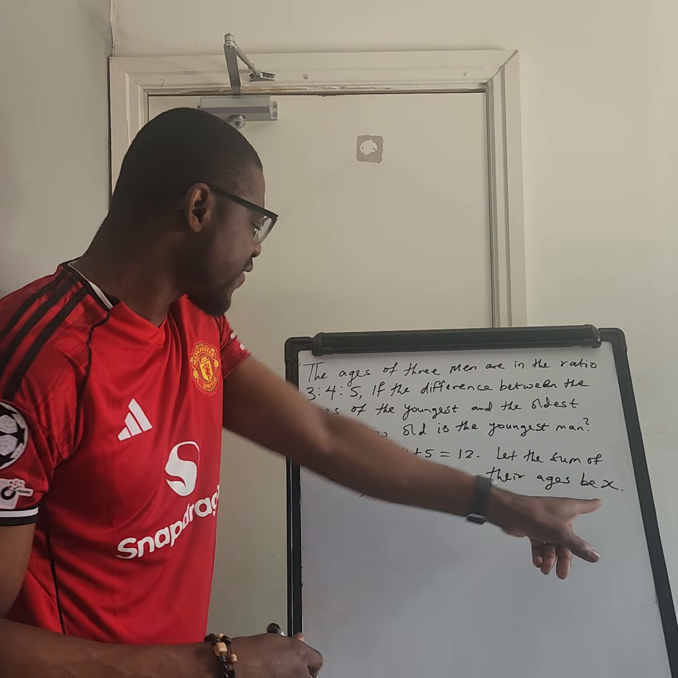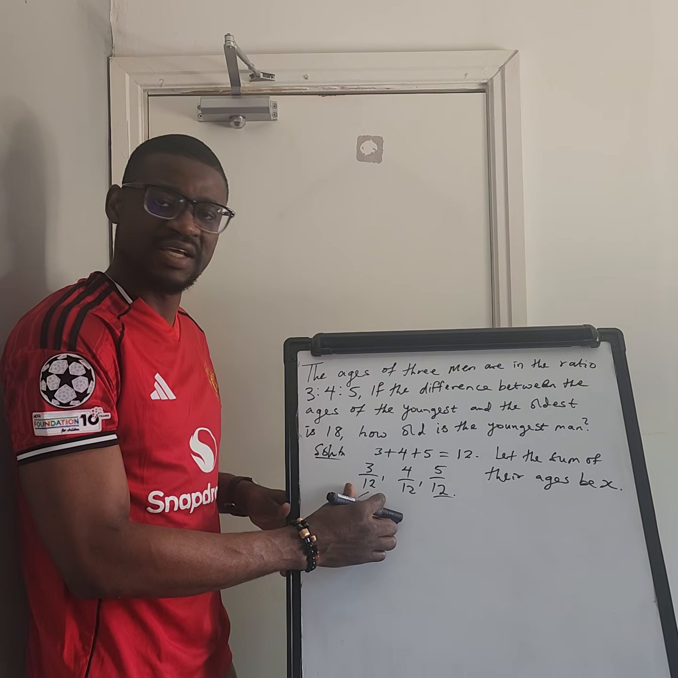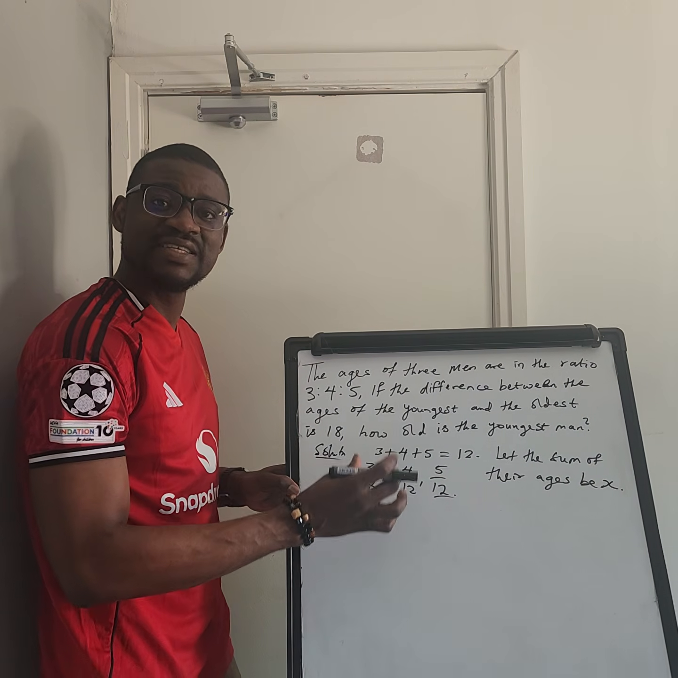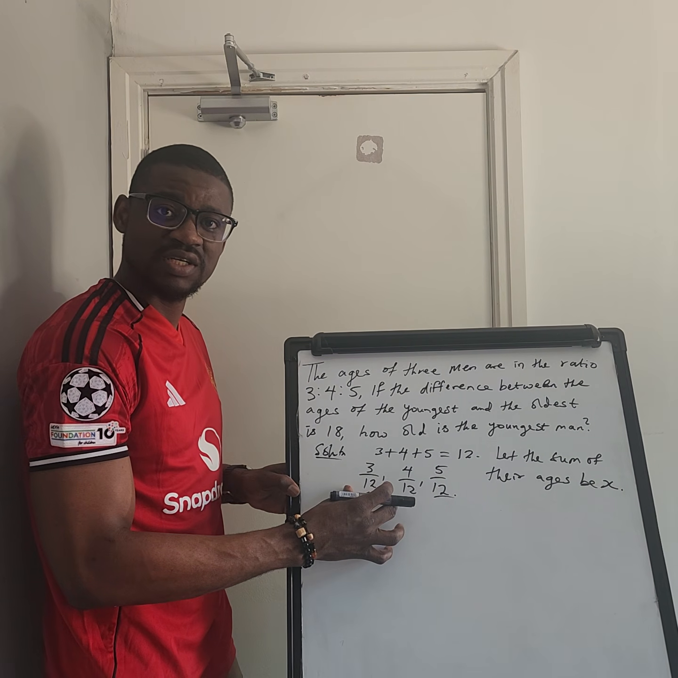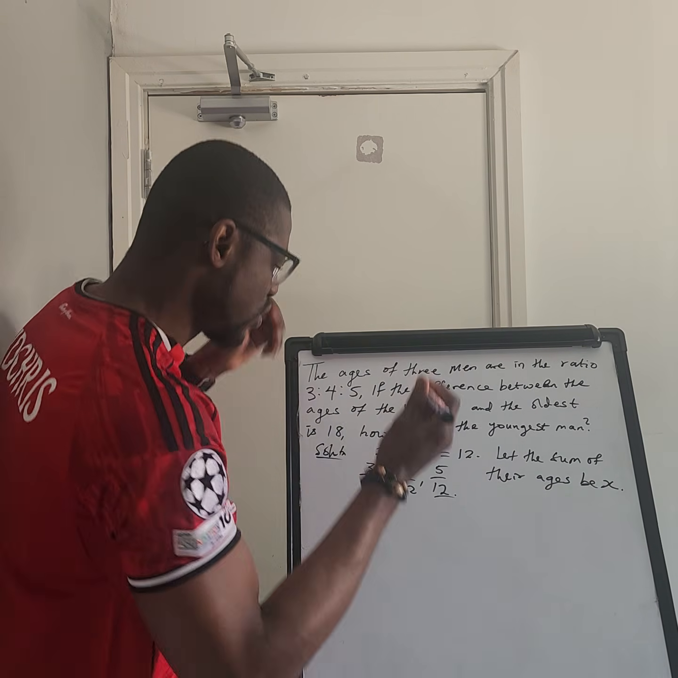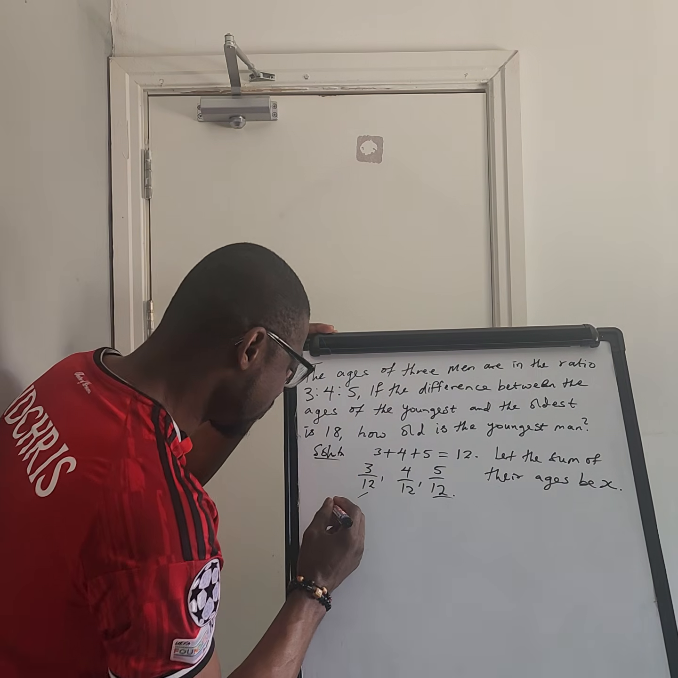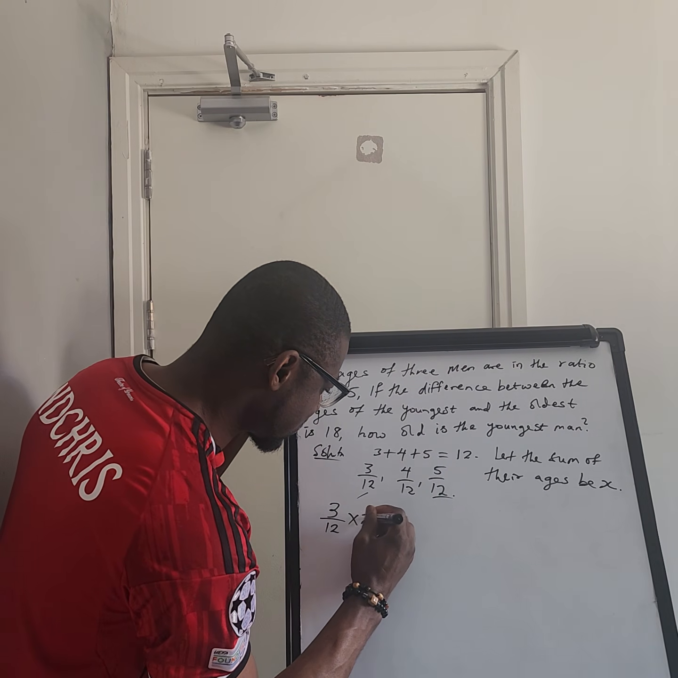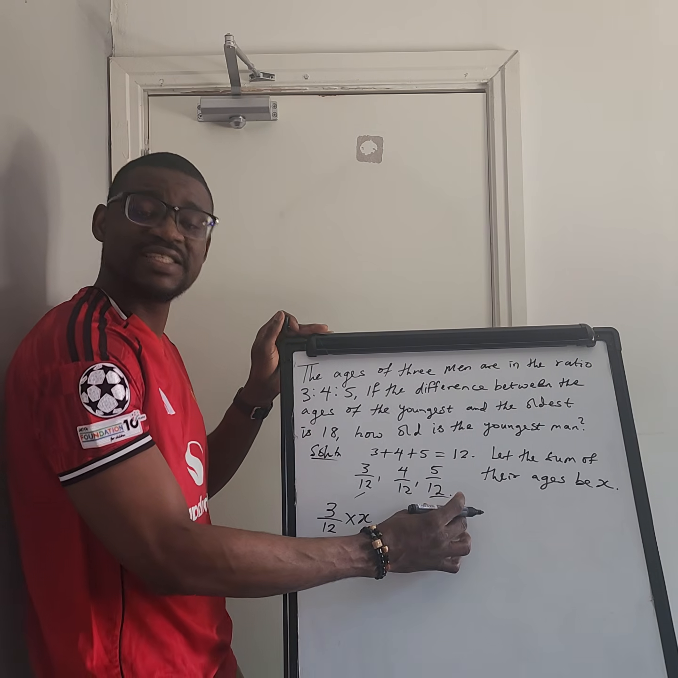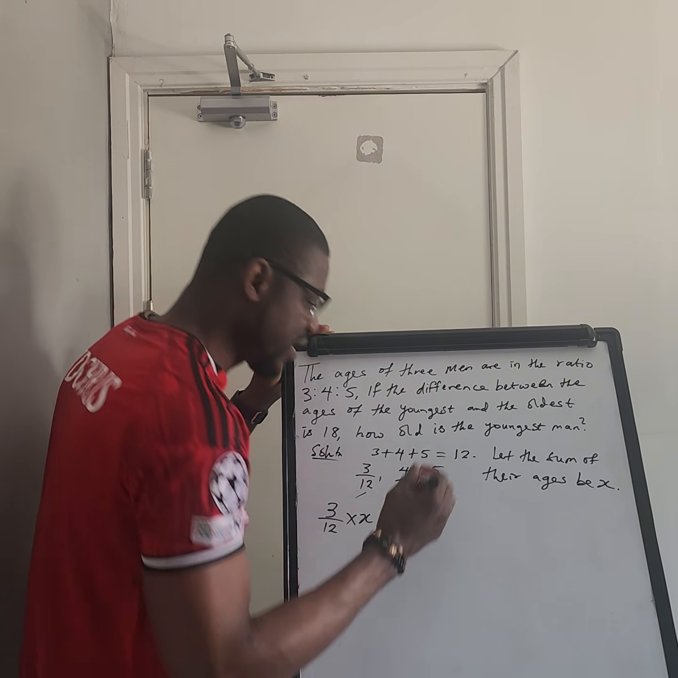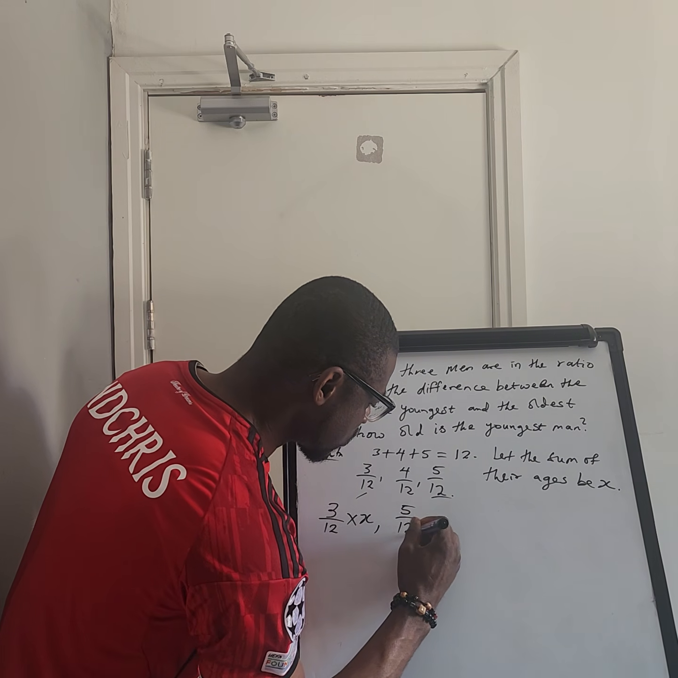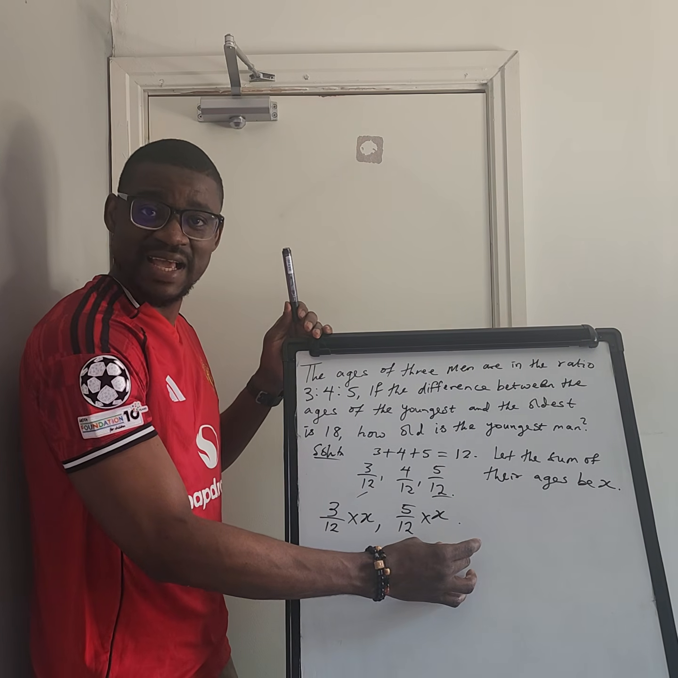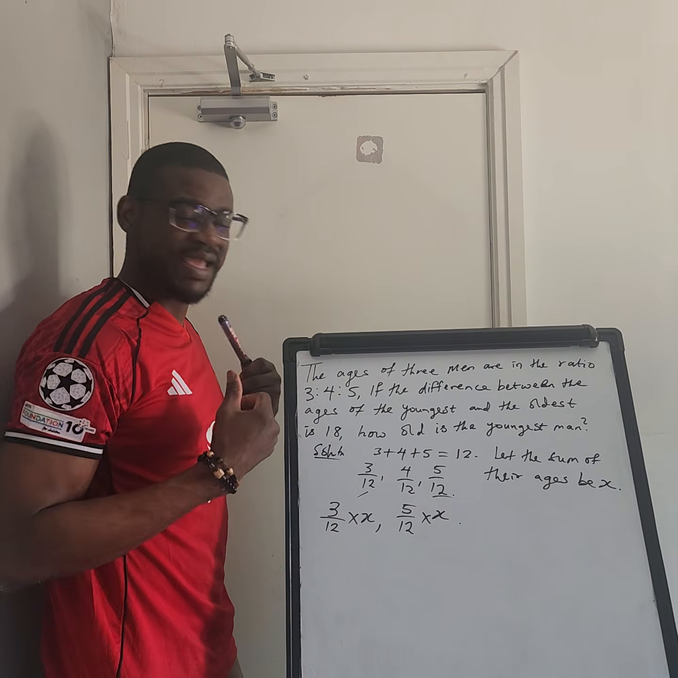Then, how do I find the age of the youngest? It's simply by multiplying the sum of their ages by the fraction that stands for the youngest. So, the age of the youngest will become 3 all over 12 times x. And then the age of the oldest man will be 5 all over 12 multiplied by x. Unfortunately, we don't know what the x is, which stands for the sum of their ages.